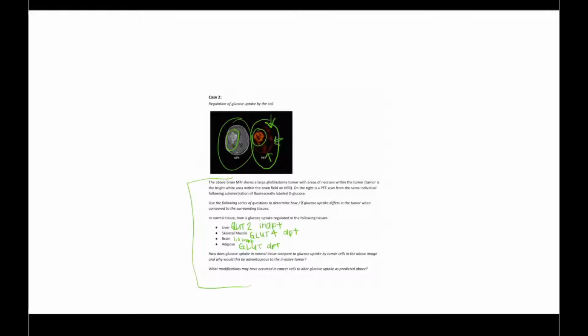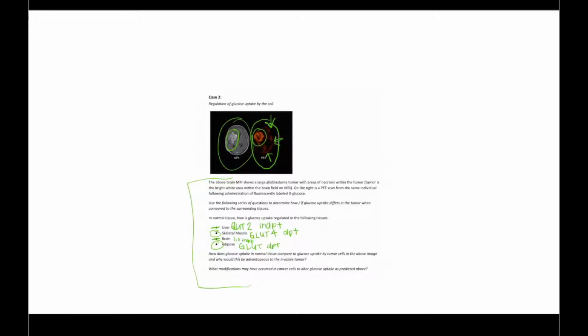Now, when I say insulin independent, it means that the glucose transporter is always on the cell membrane. It doesn't matter whether insulin is there or not. So in this case, that would apply to the liver and to the brain. When I say insulin dependent, that means that glucose is only taken up when insulin is present, like in the case of skeletal muscle and adipose tissue.